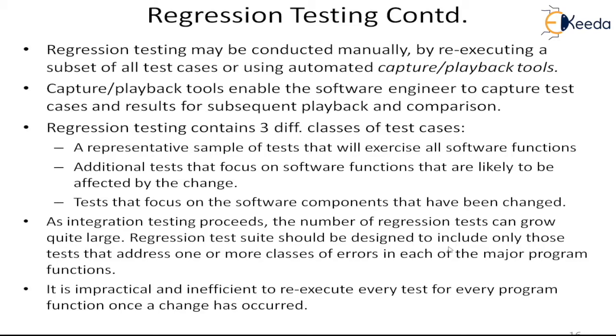So it should be designed to include only those tests that address one or more classes of errors, not all the errors, but a few important errors. You have to select those classes of errors, and only a few of those classes you include in the regression test. Not everything, not 100%. It is impractical and inefficient to re-execute every test for every program function once it is changed. Because of this, test cases have to be selectively taken into the regression test suite.